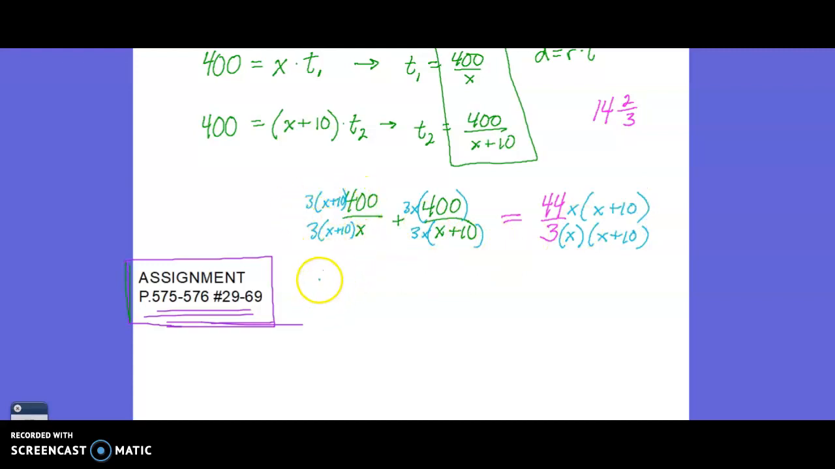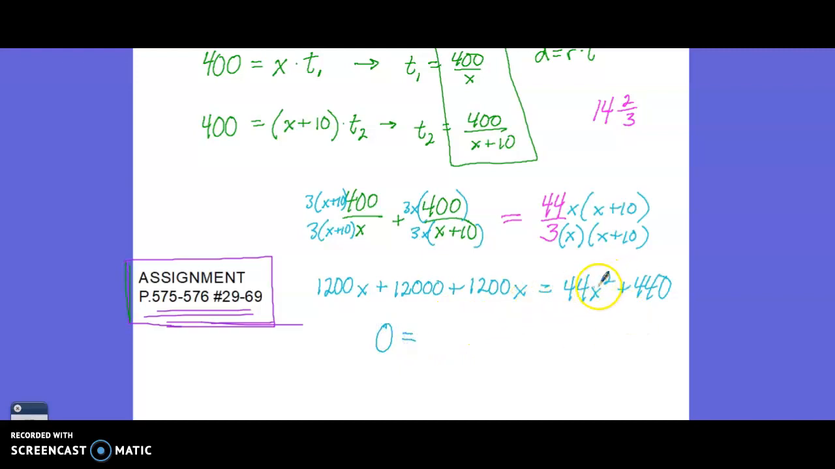So 4 times 3 is 1200x. Just make sure you distribute. Plus 3 times 4 is 12, and we have 3 zeros now. 3 times 4 would be 1200x again. And then this one, 44x squared plus 440x. And there's your quadratic that we can set equal to 0.